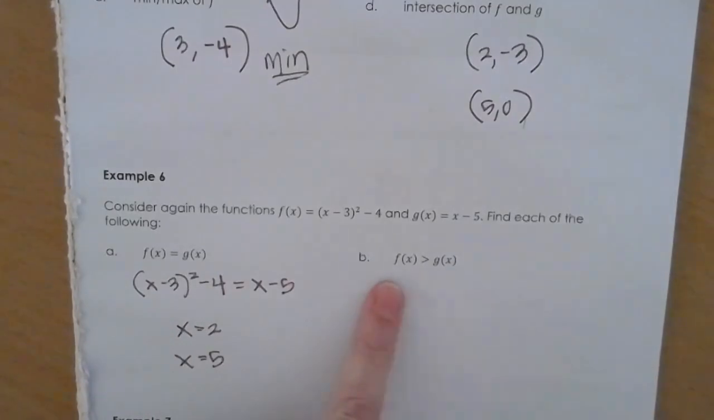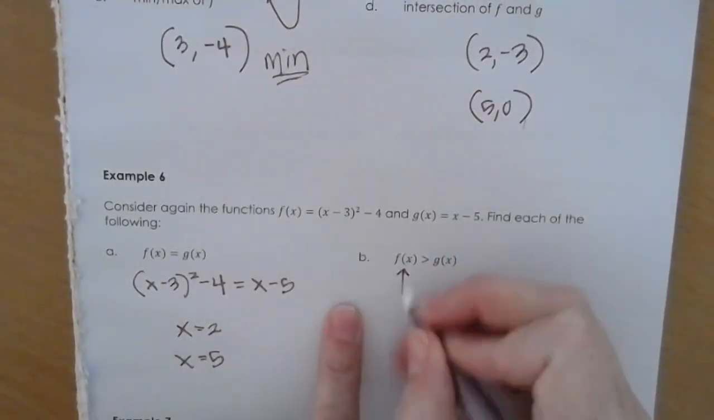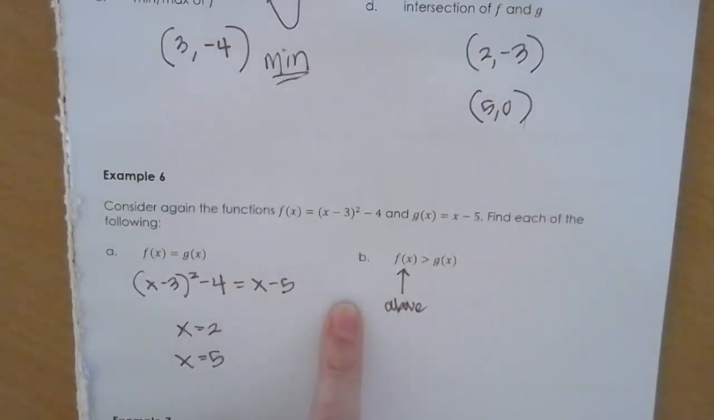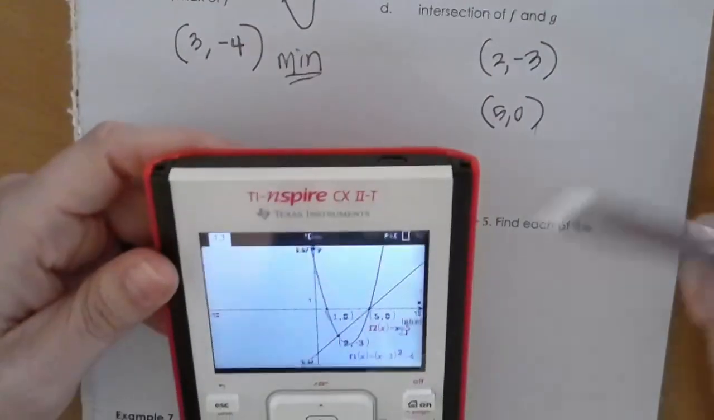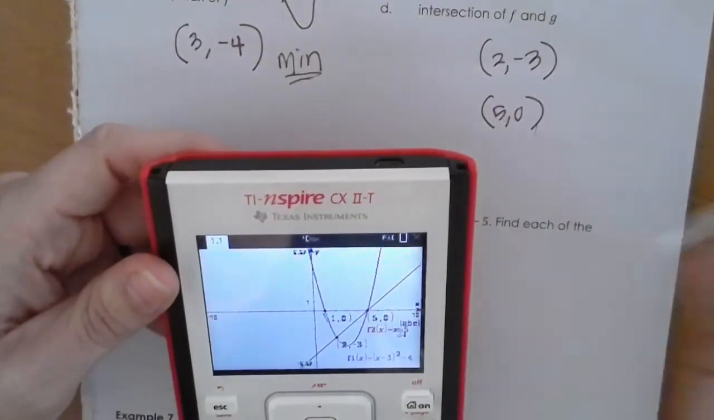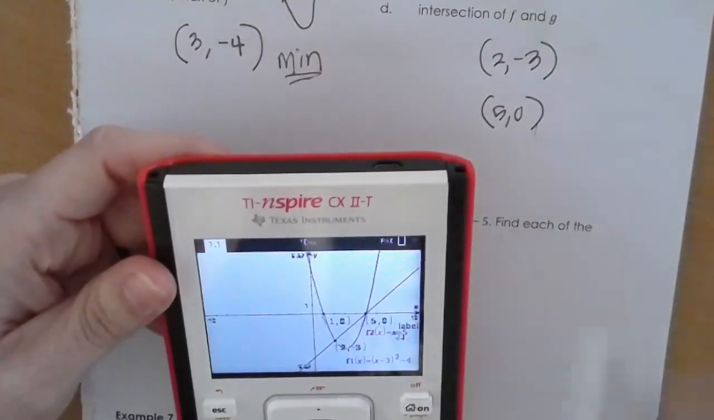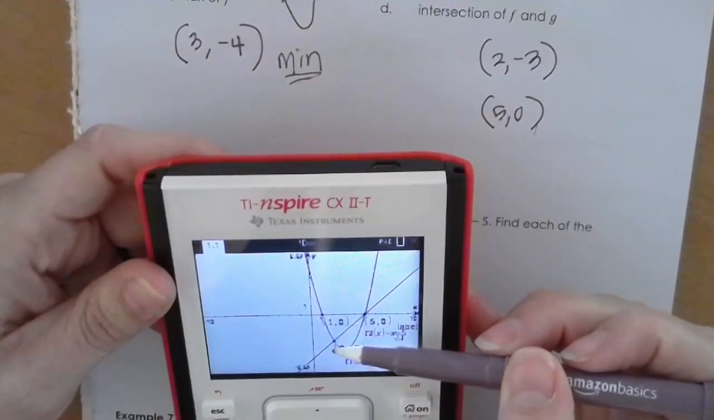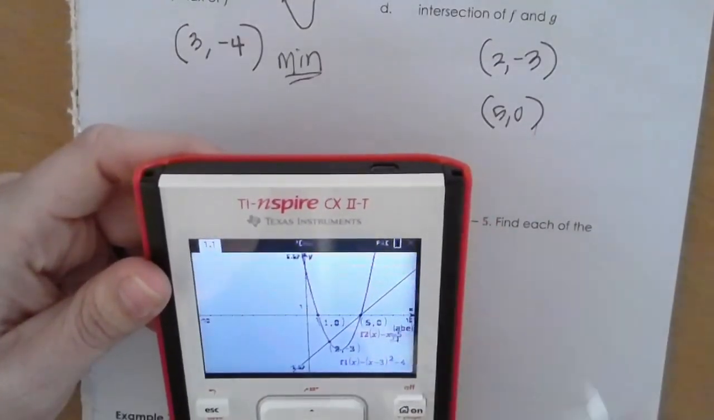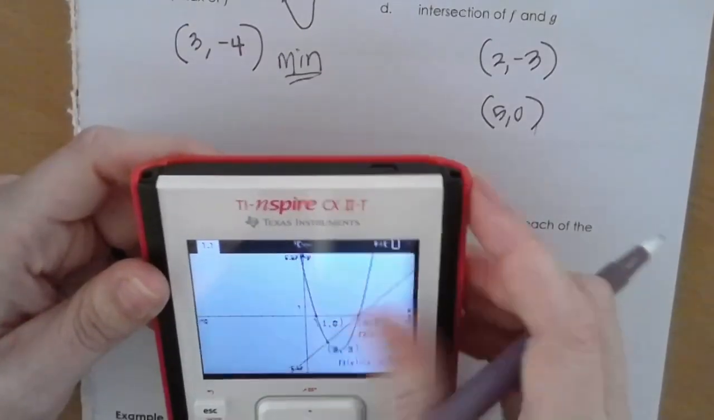Now an inequality, this means that f of x is greater than g of x. So we want to see, where is f of x, our parabola, above the g of x? Well, I can tell by my picture. From this 2 this way, the parabola is above, and from this 5 this way, it's above. So that would basically be from 2 to -infinity and 5 to +infinity. This section between 2 and 5 is below. That's the part I don't want.